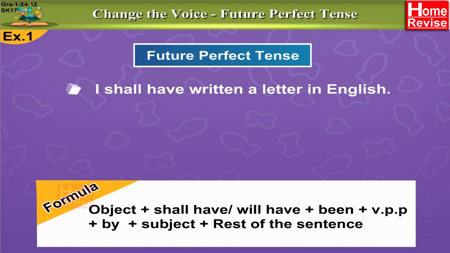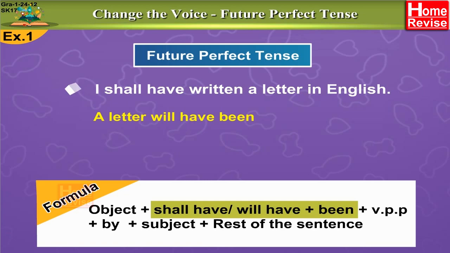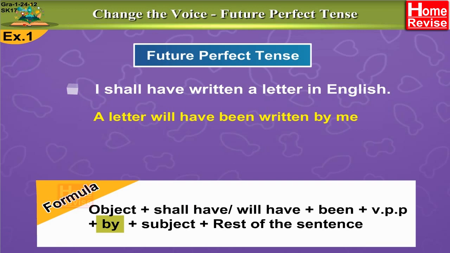So let's understand what happens to this sentence in the passive voice. A letter, the object, will have been the helping verb and the perfect tense verb. Written, the past participle. By whom? By me. In English is the rest of the sentence. As stated, me is the objective case of the subject I. So your answer is a letter will have been written by me in English.